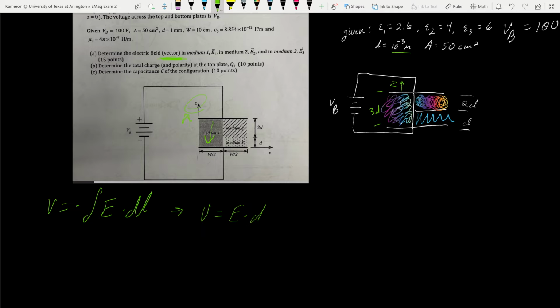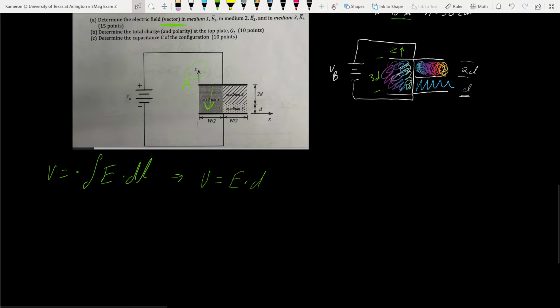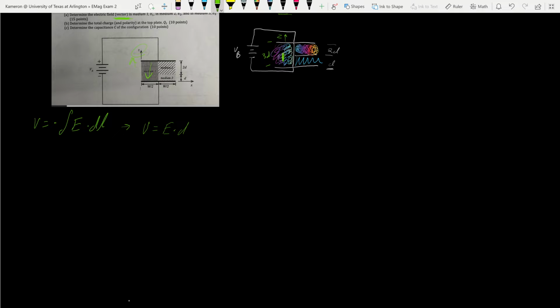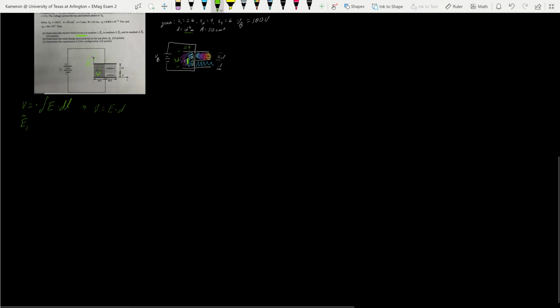Alright, so let's start with medium 1, which is the one on the left. This is medium 1. So using this equation, we have E1 is equal to negative integral of 0, so 3 times 10 to negative 3, E1 dot dl. This isn't equal, this is just what we're solving for. This is equal to 100 volts, which is our V of B, which was given.